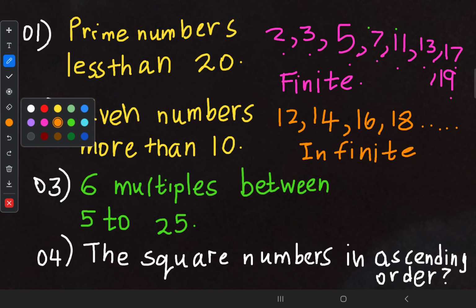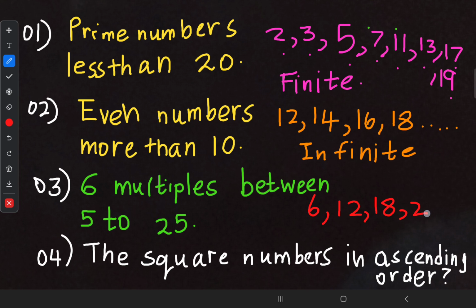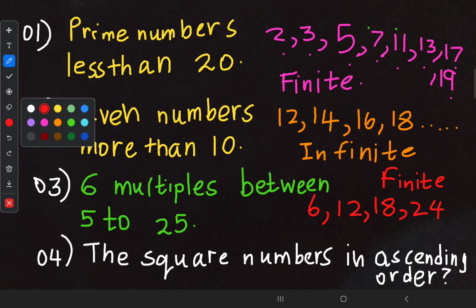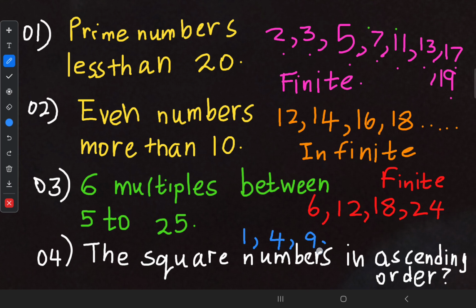And 6 multiples between this particular range, 5 to 25. 6 multiples: 6, 12, 18 and 24. There are some limited numbers. So this is a finite number pattern. The last one, the square numbers in ascending order. We know square numbers: 1 into 1 is 1, 2 into 2 is 4, 3 into 3 is 9, 4 into 4 is 16, 5 into 5 is 25. Likewise, this is going up to infinite. There is no ending limit given. So this would be an infinite one.